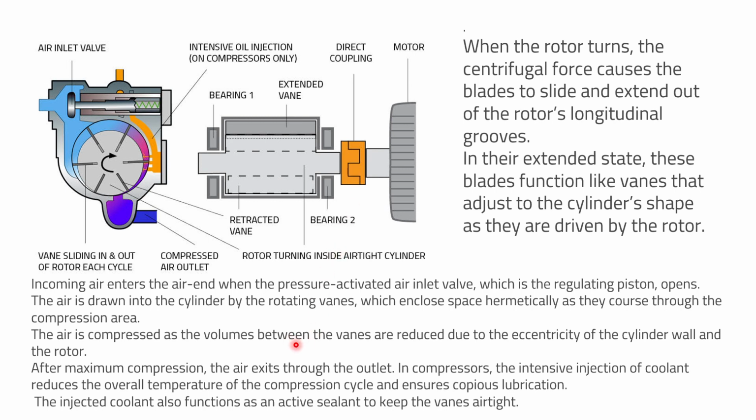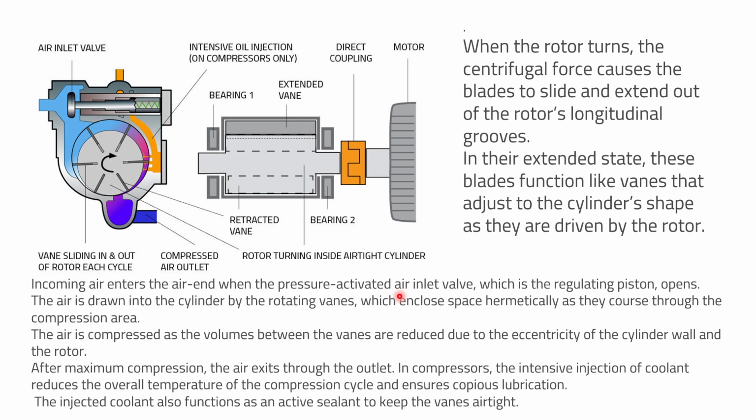Now when the incoming air enters the air end, when the pressure activator air end valve, which is a regulating piston, is opening, the air is drawn into the cylinder by rotating vanes which enclose space hermetically as they course through the compression area. The air is compressed as the volume between the vanes is reduced due to the eccentricity of the cylinder valve and the rotor. After maximum compression, the air exits through the outlet.